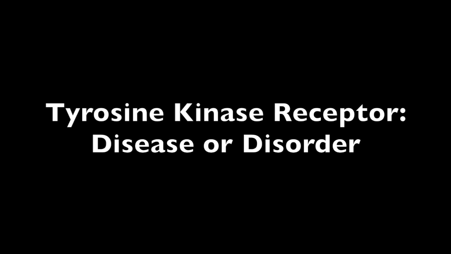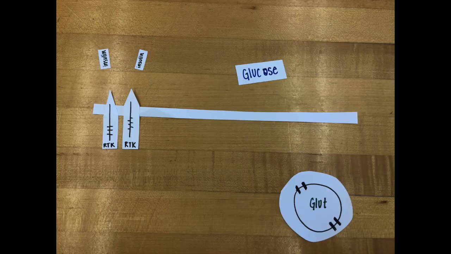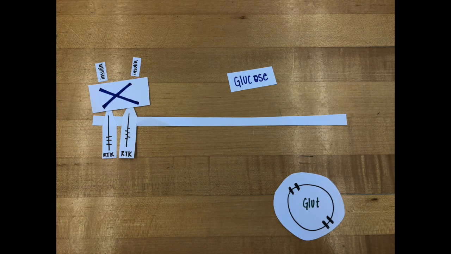Tyrosine kinase receptors. Related disease or disorder. As insulin is released into the body, the cell receptors aren't able to use the insulin signal correctly. An overproduction of insulin occurs. The RTK changes shape and the insulin isn't able to bind to the receptor. Transduction and response aren't able to occur.